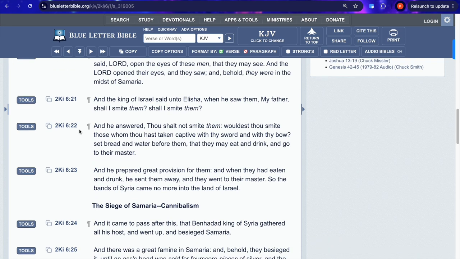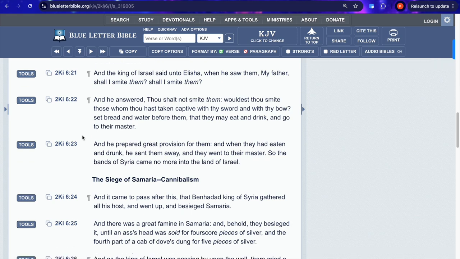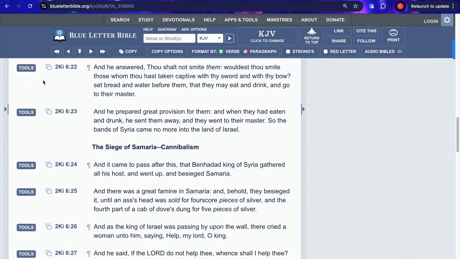And he answered, thou shalt not smite them. Wouldest thou smite those whom thou hast taken captive with thy sword and with thy bow? Set bread and water before them, that they may eat and drink, and go to their master. So he made this analogous to when you go to war, you take captives and you bring them back. When you take captives, the whole point is not to bring them so you can slay them, right? So that's what he's saying here. Are you going to kill those you've already taken captive? Feed them, give them some stuff to consume, and then send them back to their master. So they basically let them go.